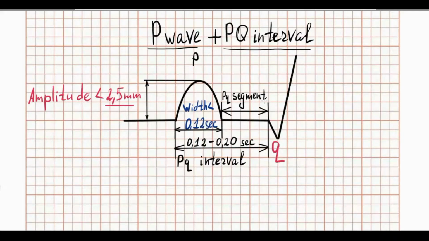The P wave represents the time of atrial depolarization. The PQ segment represents the pacing stimulus through the AV junction. This physiologic delay allows the ventricles to fill fully with blood before the ventricular depolarization occurs.